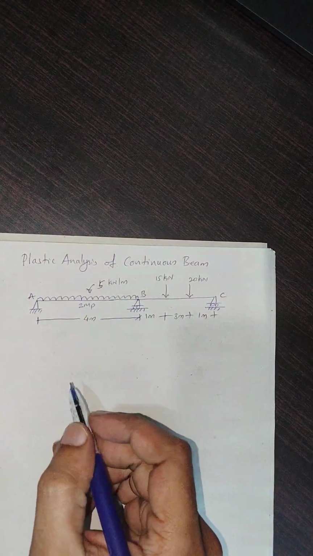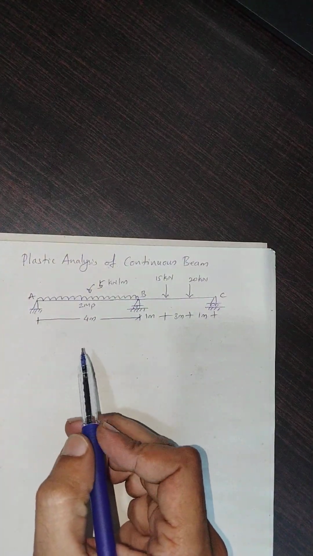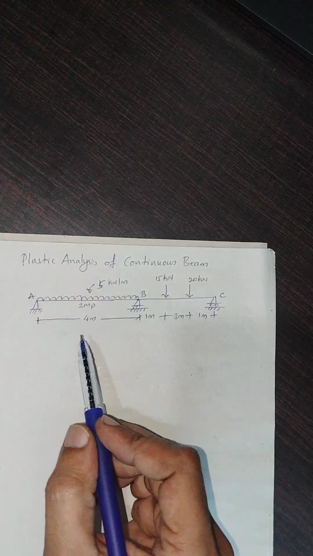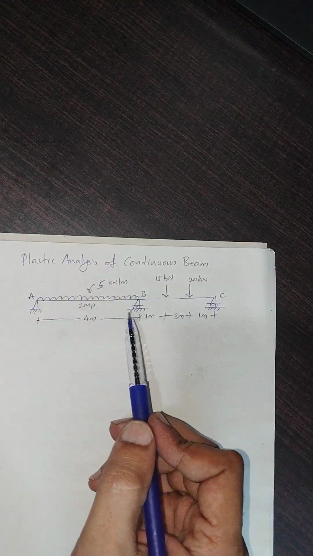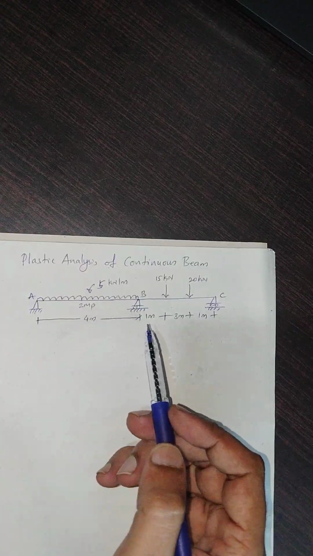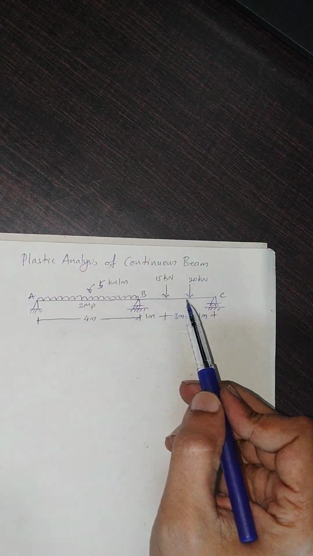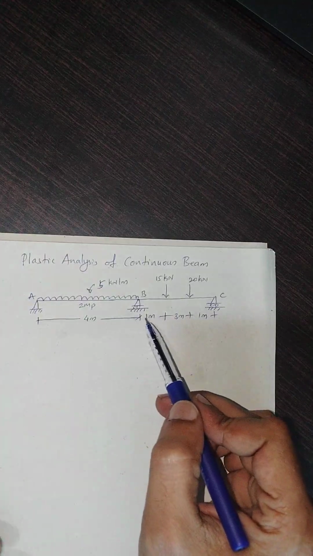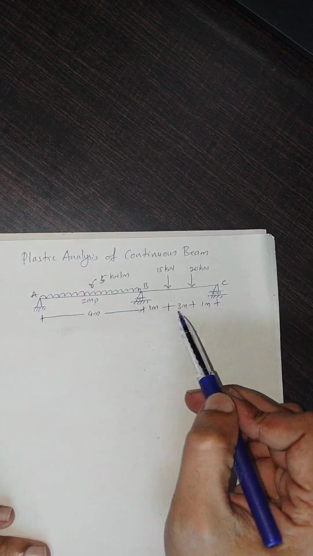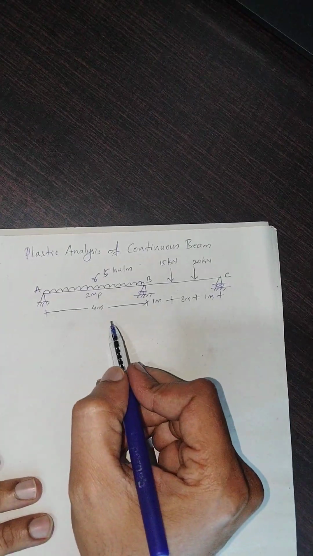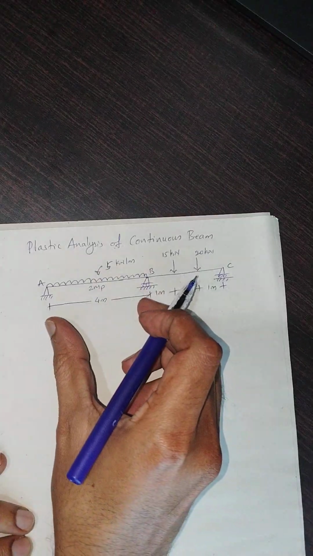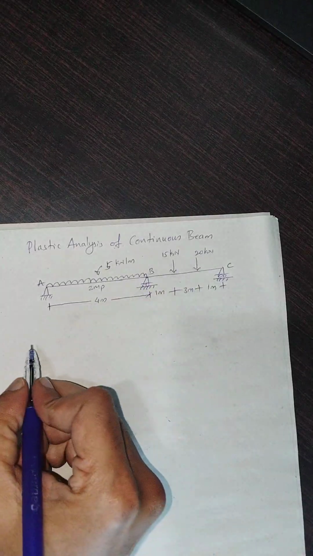Hello viewers, in this session I would like to discuss the plastic analysis of a continuous beam provided with a uniformly distributed load on the span AB and two concentrated loads on the span BC. And this is what the continuous beam is. Now I would like to start the analysis with the first span, that is span AB.